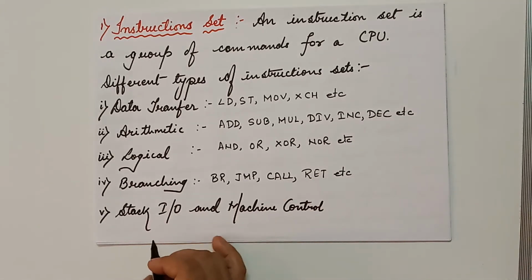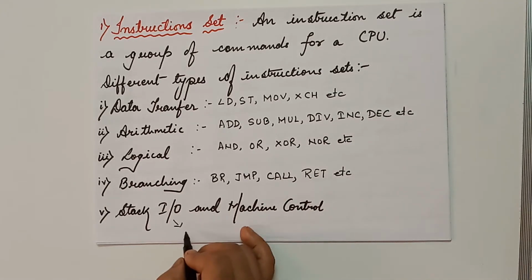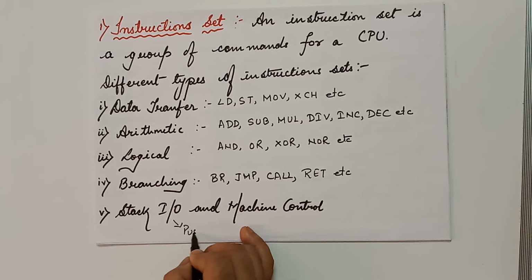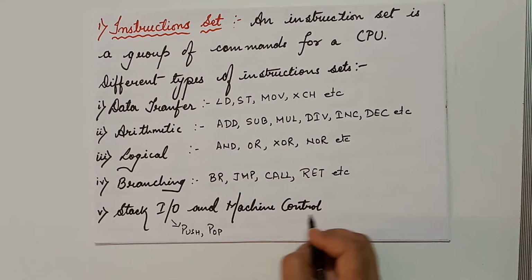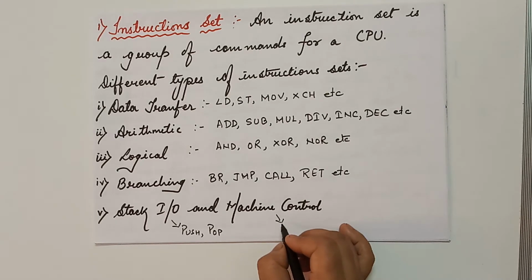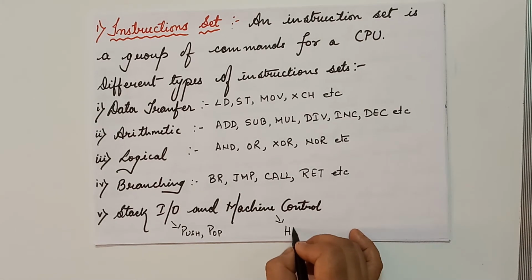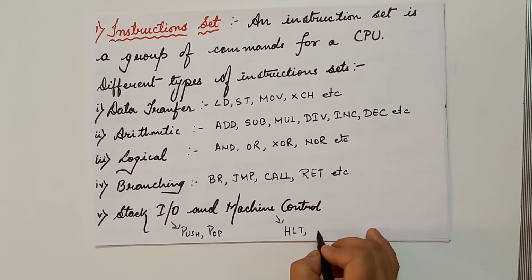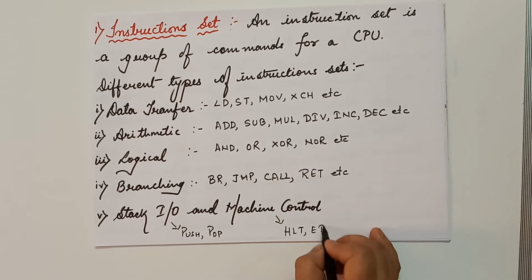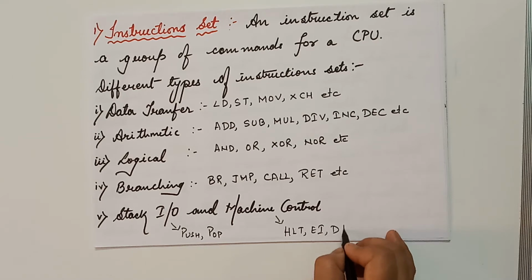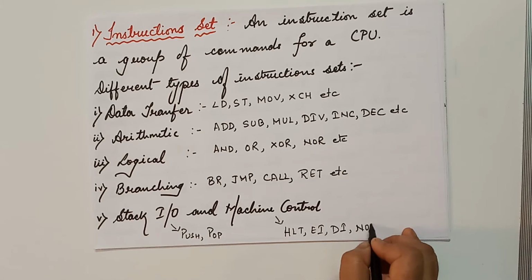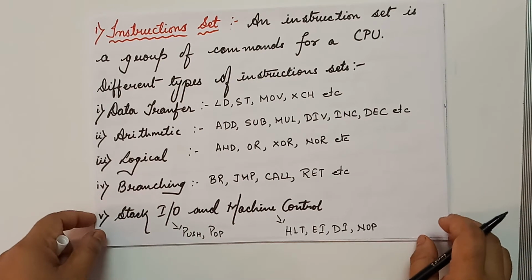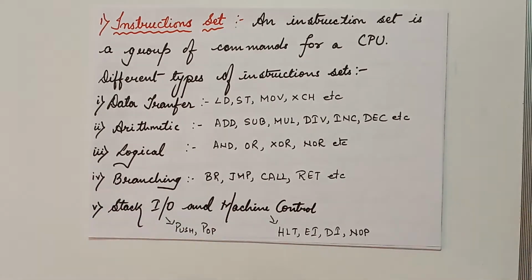If we talk about stack, input/output and machine control: for the stack, it may consist of push, pop, something like this. And if we talk about machine control, it consists of halt, enable interrupt, disable interrupt, no operation, something like this. So this is the instruction set.